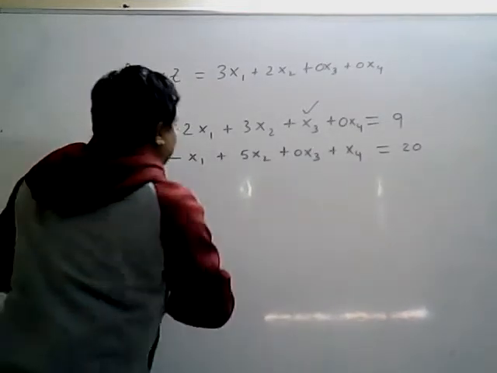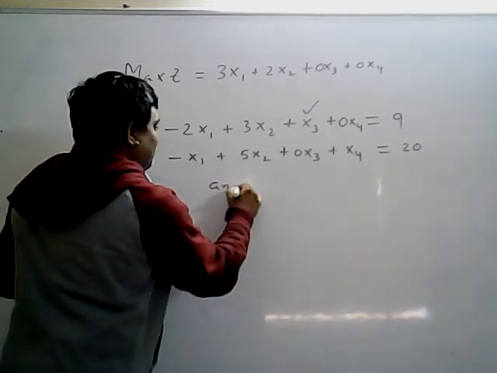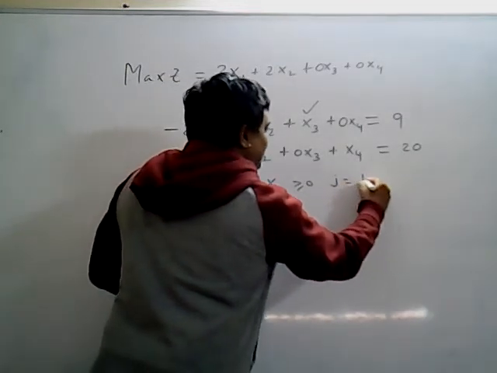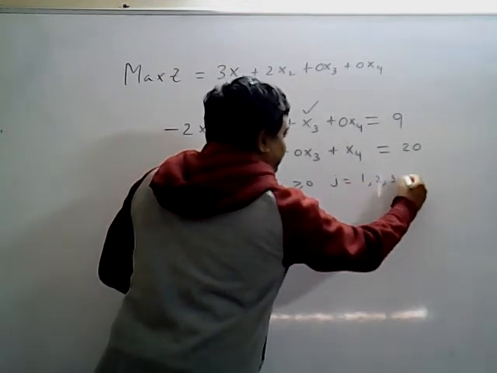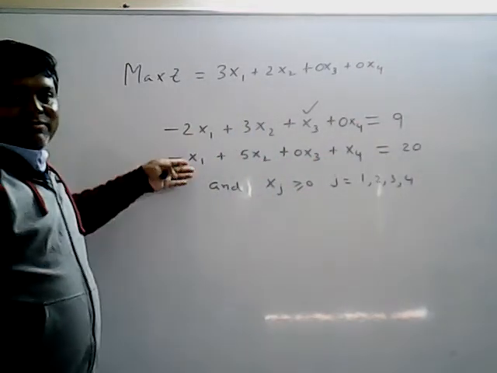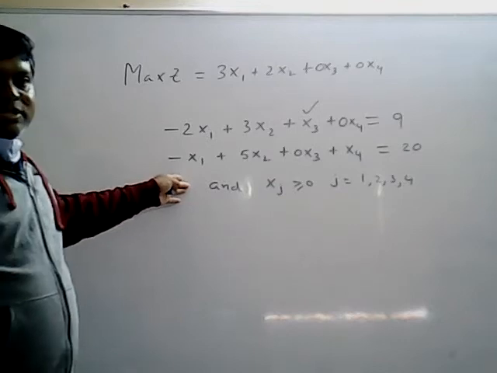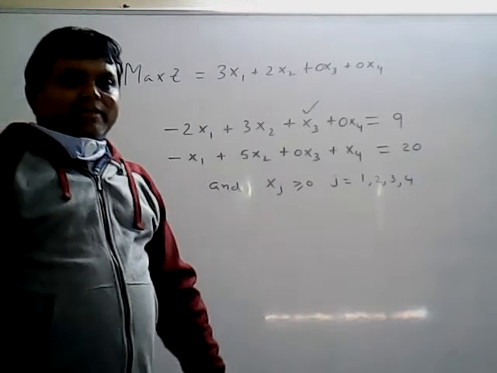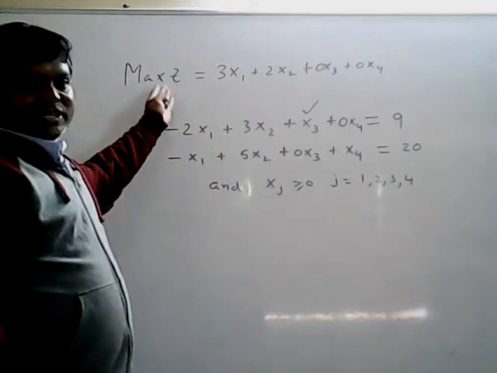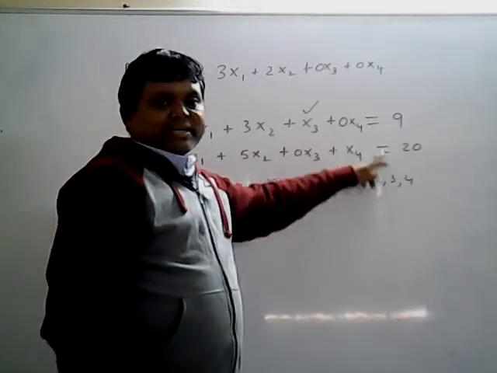And how many variables are there now? 4. And xj greater than or equal to 0, j equal to 1, 2, 3, 4. So this is the standard form of an LPP.